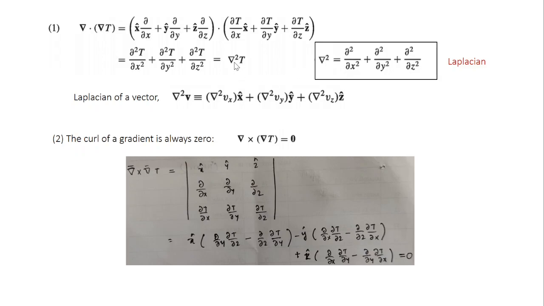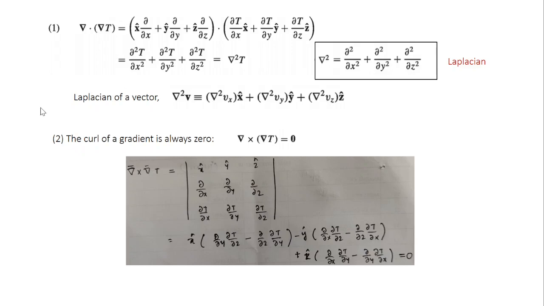Now, though Laplacian is usually associated with scalar, you can also write it in association with a vector. So in the case of a vector function v, you can write del square v equal to del square vx x cap plus del square vy y cap plus del square vz z cap. So the first term is the Laplacian of the x component. So even though this is written as a vector function, in effect Laplacian is associated with only the scalar components.